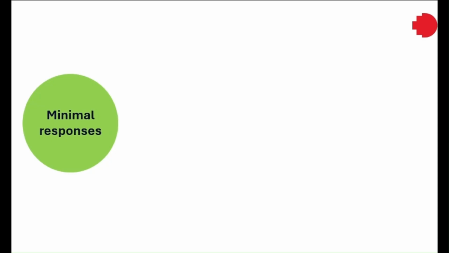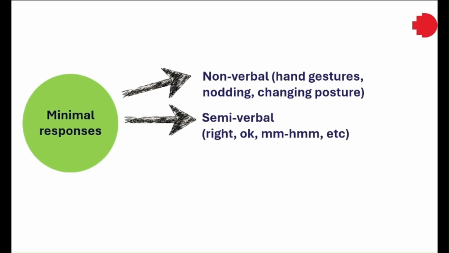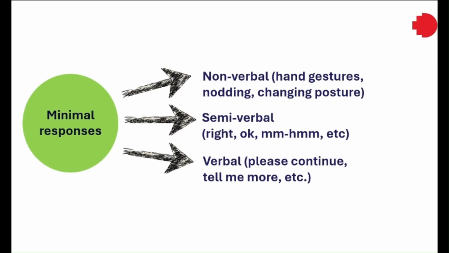Here are the 3 types of minimal responses we just mentioned. The first one, non-verbal. This can include various behaviors such as hand gestures, nodding the head, changing the posture, eye movement, or simply using silence. Semi-verbal, this includes sounds or words that indicate understanding, for example, right, okay, etc. And verbal, these are short phrases used to encourage the client to continue. For example, please continue or tell me more.